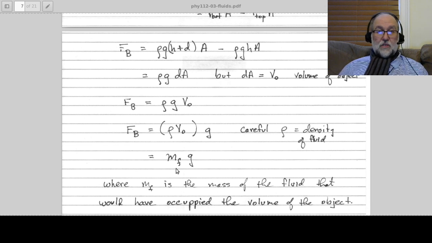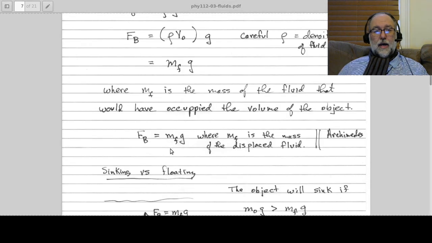Now you take the mass of the fluid displaced, right? Because remember what density is? Density is mass divided by volume. So if you take the density and multiply it by the volume, you get the mass. So that's the mass of the fluid that was displaced. You multiply that by g, and what do you get? The weight of the fluid displaced. So that force pushing up is equal to the weight of the fluid displaced. And that's Archimedes' principle. Okay? And then I have it summarized here. The buoyancy force is M_F times g, where M_F is the mass of the displaced fluid.